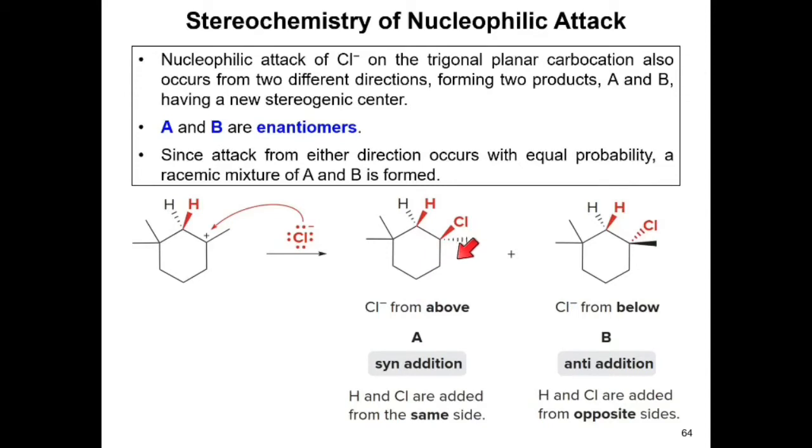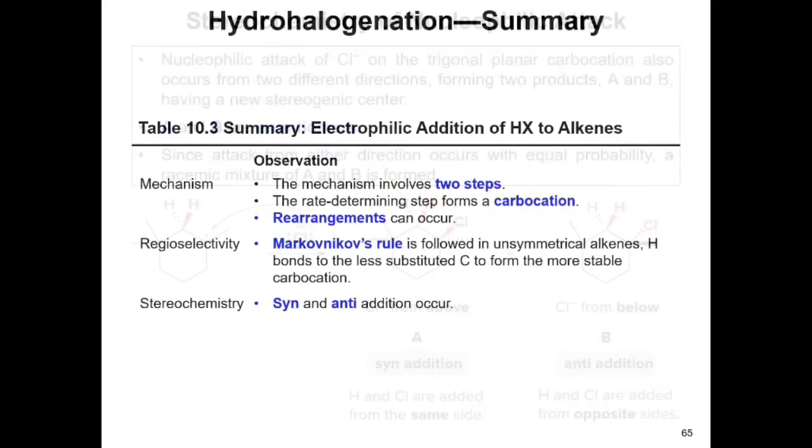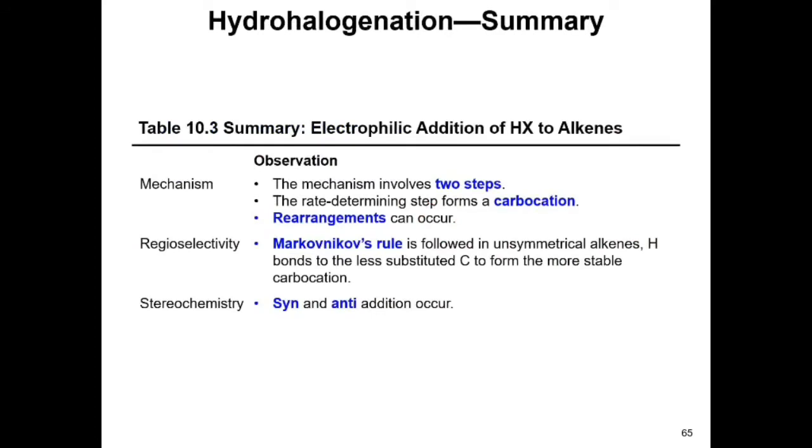So we have a syn addition in which the hydrogen and the chlorine atom are on the same side of the plane, or anti-addition in which the two elements, hydrogen and the chlorine atom, are on opposite sides of the plane. And here's the table that summarizes the electrophilic addition of hydrogen halide to alkenes.